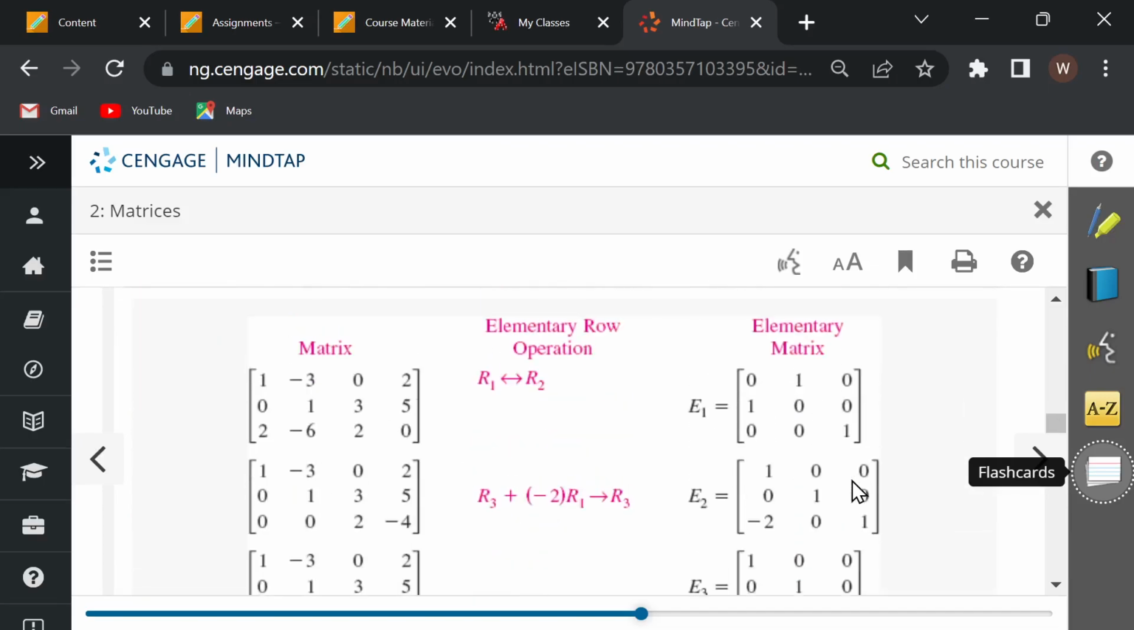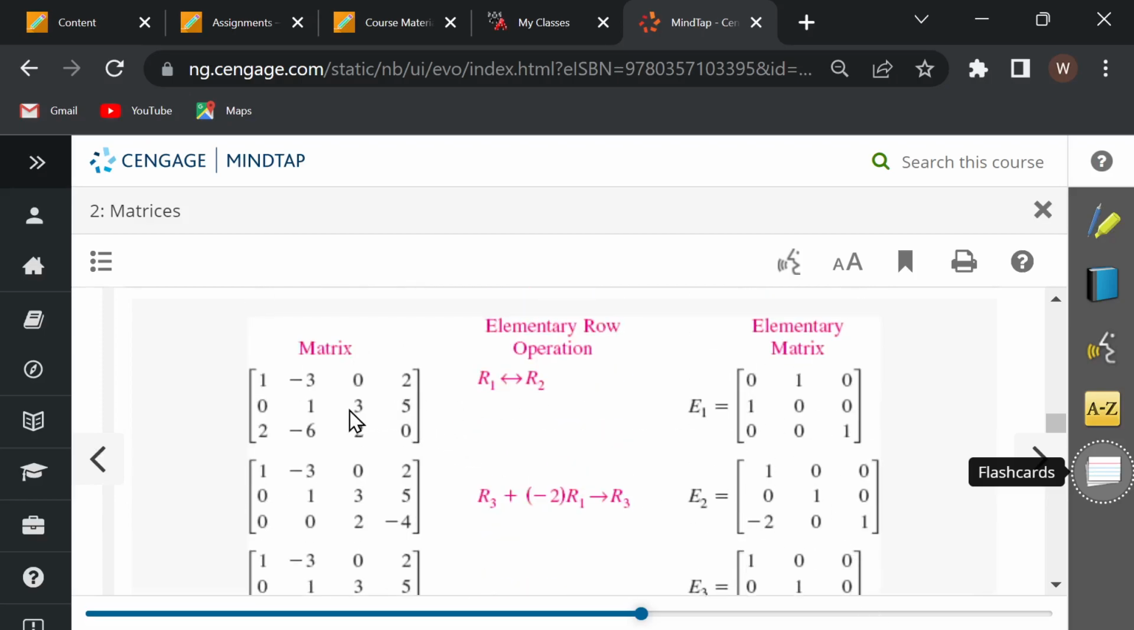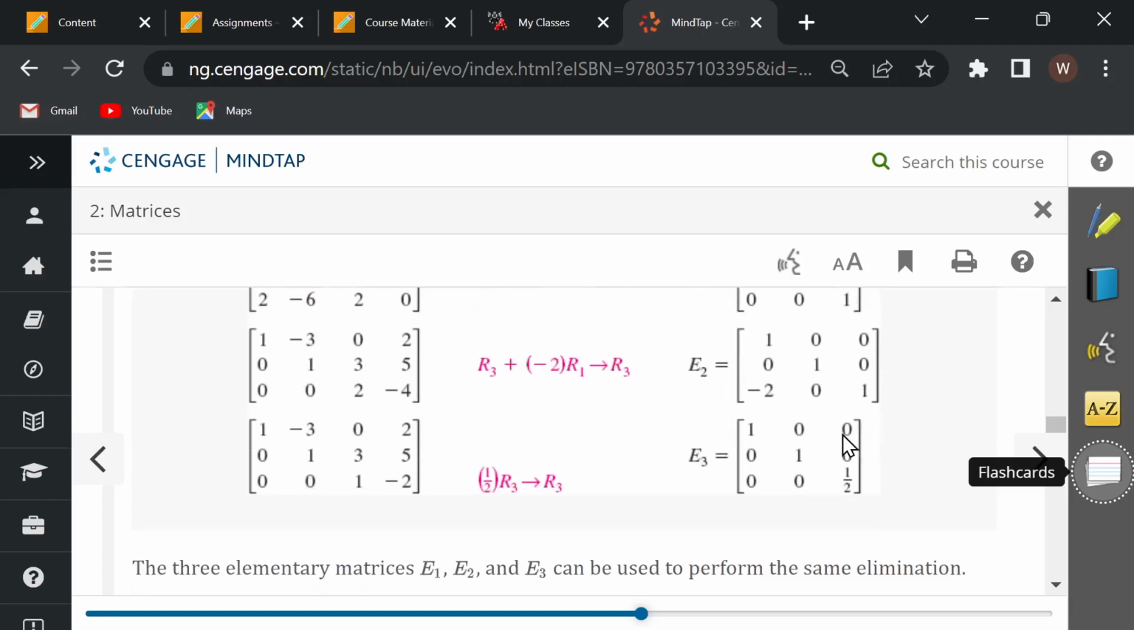And the author chose E1, E2, E3. But the author is now making the correlation between the row operation here, exchanging row 1 and row 2, and the elementary matrix that performs that row operation. The row operation, subtracting 2 times row 1 from row 3 and replacing row 3, corresponds to the elementary matrix that adds negative 2 times row 1 to row 3. And 1/2 of row 3 here. Now notice the matrix is almost in reduced row echelon form. We would have to call this diagonal form.